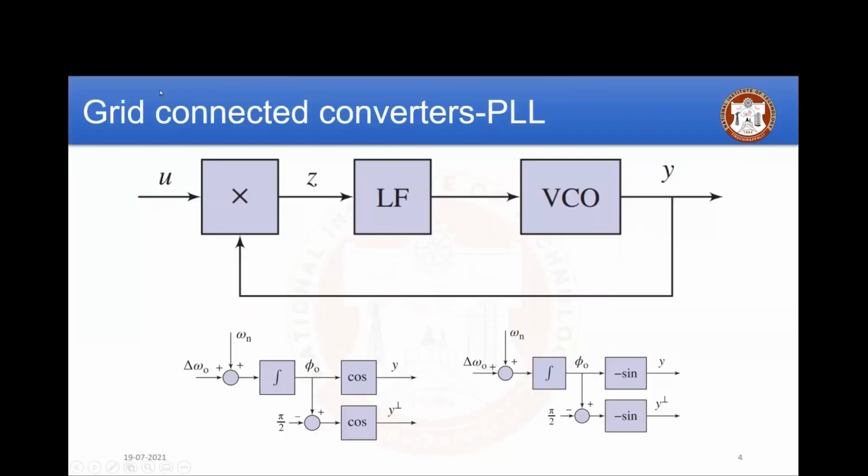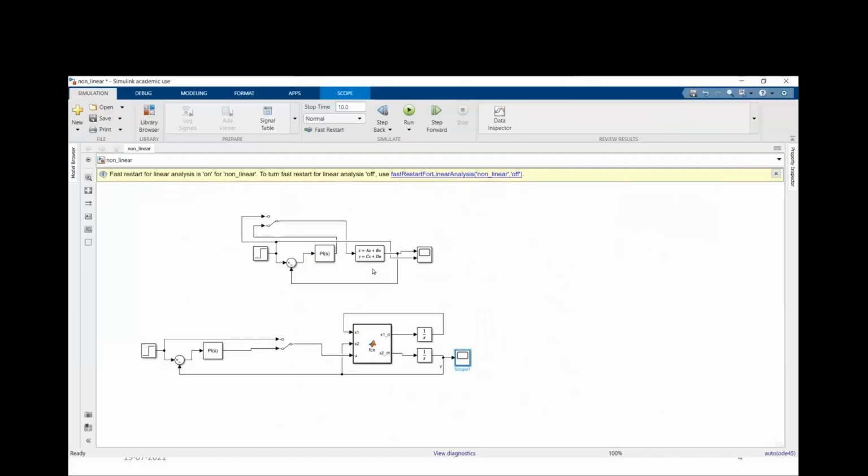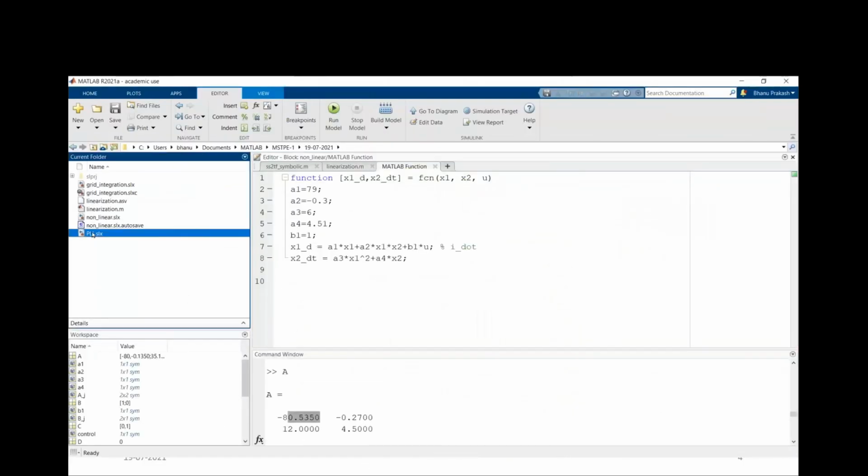So this is the system we have discussed so far. I'm just explaining the operation of the phase lock loop. If we see the MATLAB function, it is somewhat similar, but I'll tell you what it is. The MATLAB function, PLL.